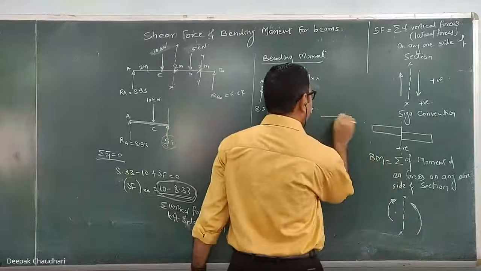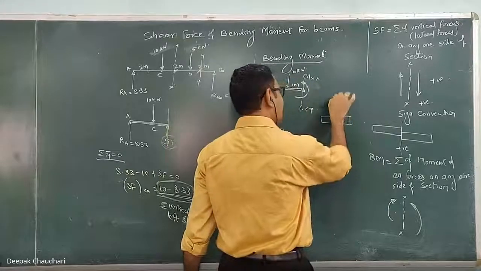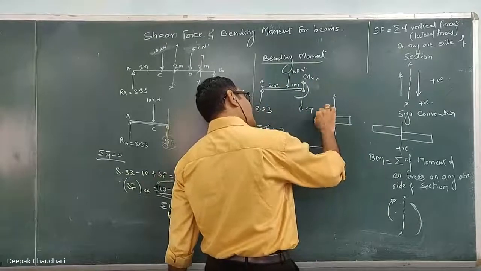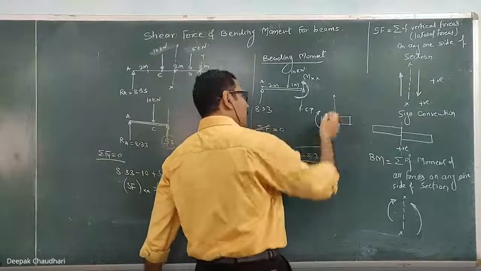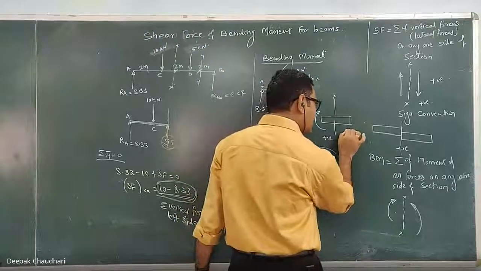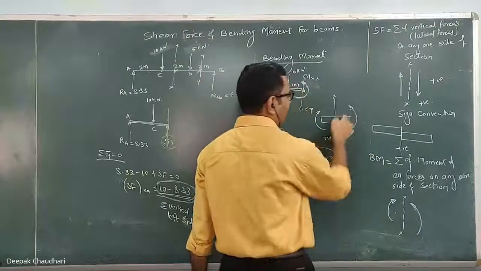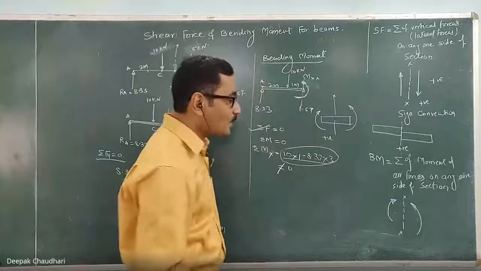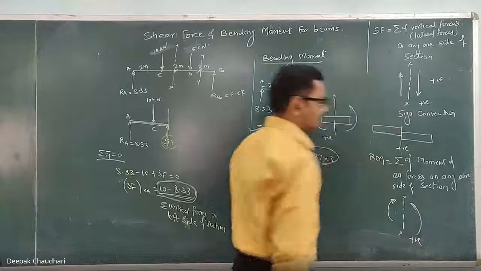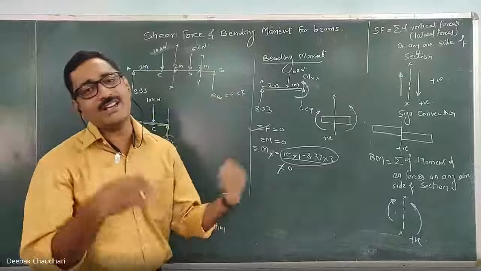Means if I consider this as a beam and this is the section, on left hand side of the section, if force is producing clockwise moment, we are going to consider it as positive. Whereas on right hand side, if the force is producing anti-clockwise moment, we are going to consider it as positive. So this is known as a positive bending moment. और उससे उल्टा अगर है तो negative.